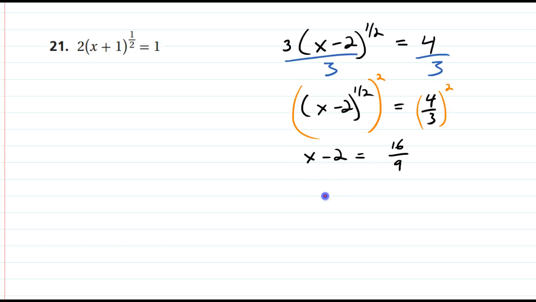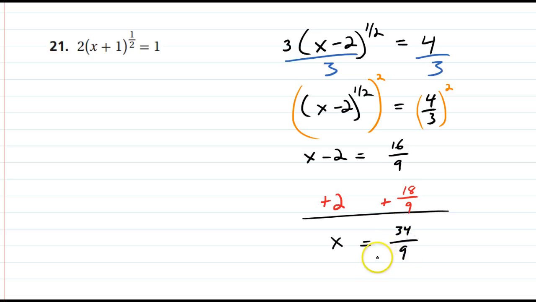Now I'm going to add 2 to both sides. And when I add 2 over here, instead of writing 2, I'm actually going to write 18/9 because I want it to have a common denominator. And so 18 divided by 9 is the same thing as 2. And so that gives us x equals 34/9. So if you wanted to, in your free time, you could take that 34/9 and plug it in.